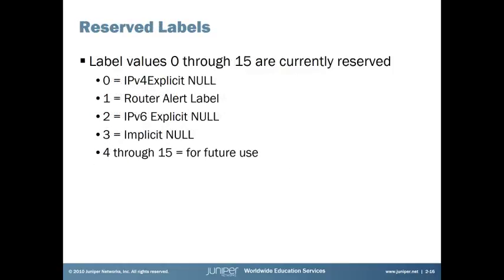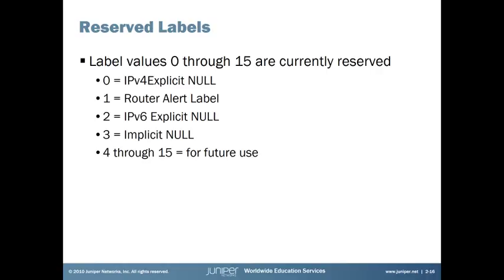So they only have local significance. Now there's a few reserved values that mean specific things. 0 is what's called an explicit null. 1 is a router alert label. 2 is IPv6 explicit null, and 3 is an implicit null. And 4 through 15 are not used for anything at all.